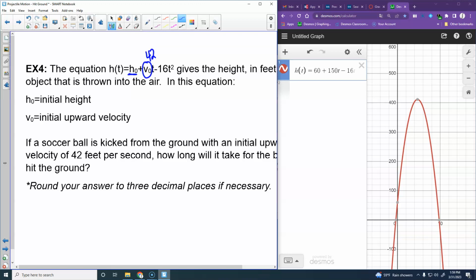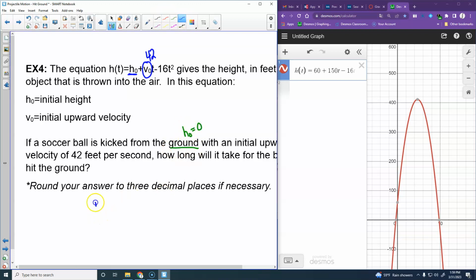0. How do we know? It started from the ground. If they just left that information out, especially if they said something like a soccer ball is kicked from a tall building and the velocity is 42 feet per second, then you wouldn't really be able to answer that. But if it says from the ground, that tells you h sub 0 is 0.